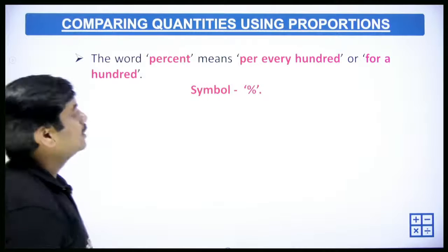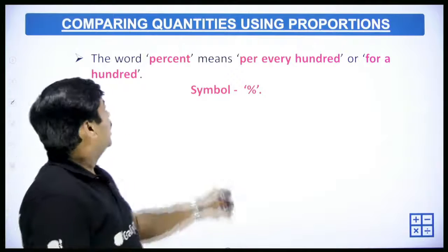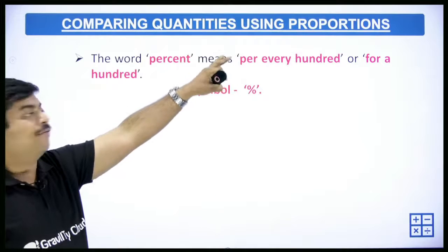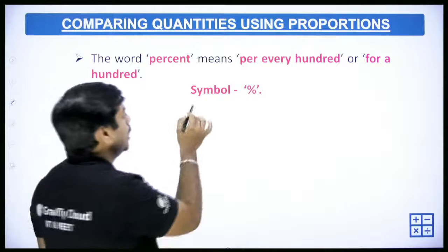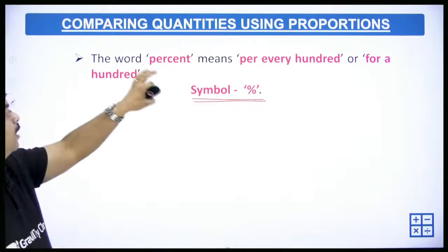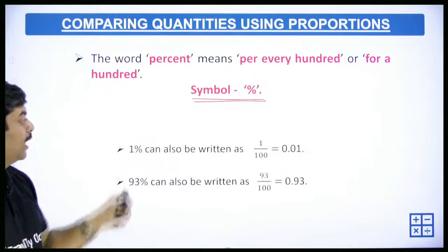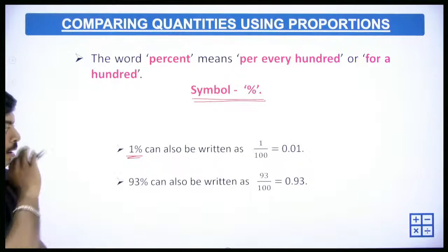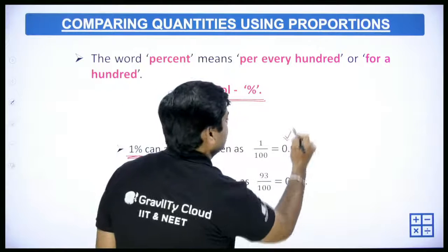Next, let's discuss percentage, a very, very important thing. The word percent means per every 100, or for 100, and we use the symbol %. Okay, 1%. I said it is for every 100. So 1% is 1 by 100, which is 0.01.